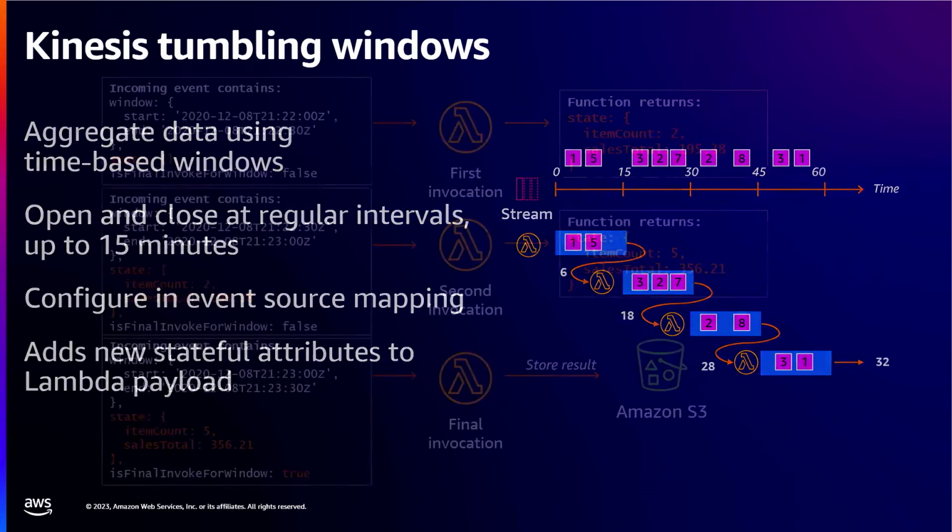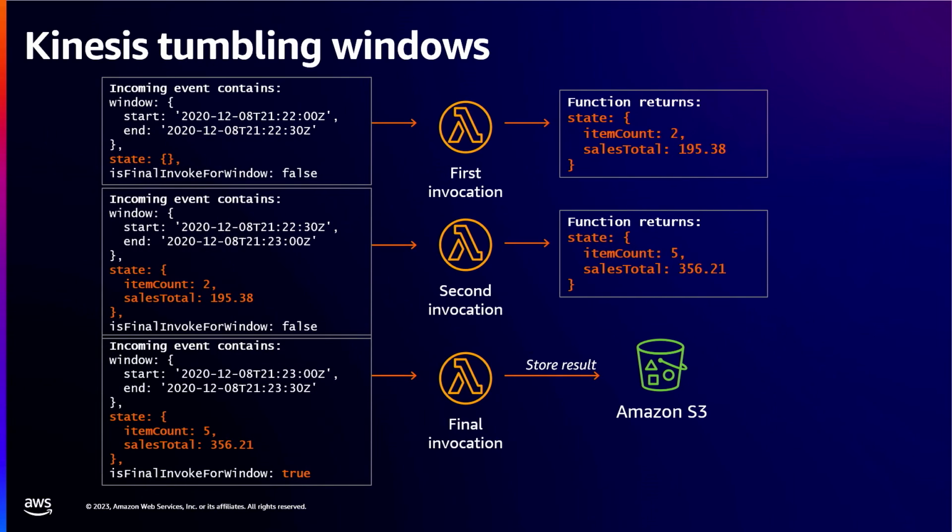So in terms of what arrives in the Lambda function, this is what it looks like. The incoming event is all the same as before. Kinesis is going to provide an array of records, but what is different is there are just a handful of new attributes. The start and end time is added onto the window, and then there's a state attribute, and initially this is going to be empty.